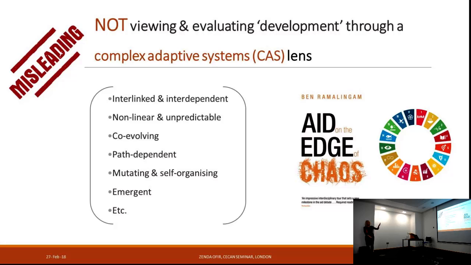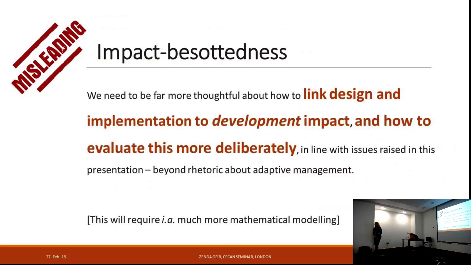And I put just a few of the characteristics. I'm sure you know these things, but I just want to remind us of some of the characteristics of complex systems. And I will refer to some of them. But we have to be acquainted with what this does mean for our practice. And a very good book, which you probably know, is Ben Ramalingam's book, Aid on the Edge of Chaos. And evaluating a program and saying that we have obtained impact is of limited value unless we know a lot of other things, right?